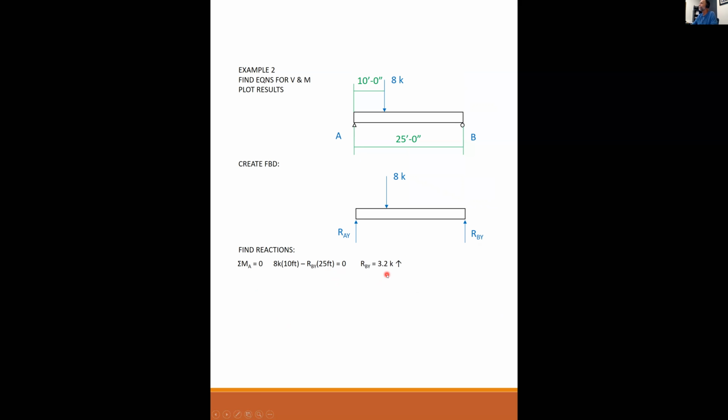My reaction at B is 3.2 kips up. Sum the forces in the vertical. My reaction at A is 4.8 kips up, right? So far, this is exactly the same as we did last lecture. But okay, we draw our load diagram. Here's everything on here.